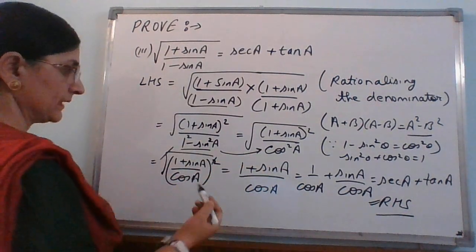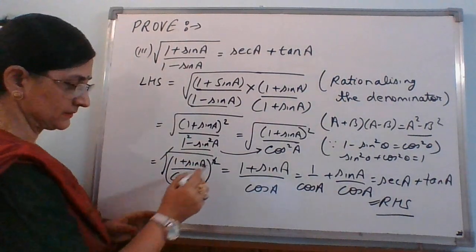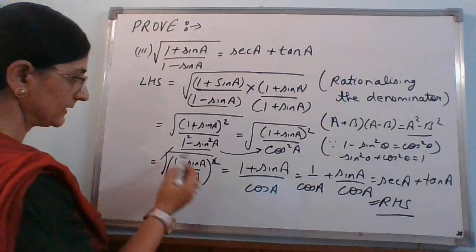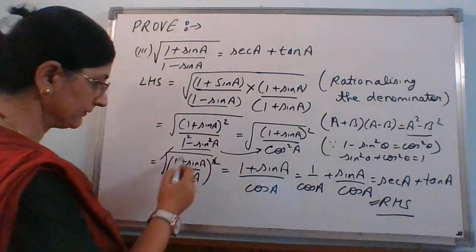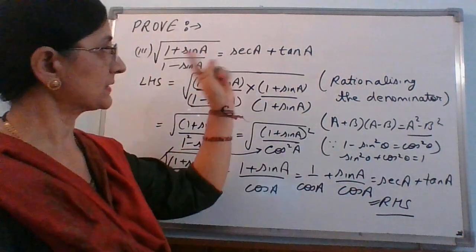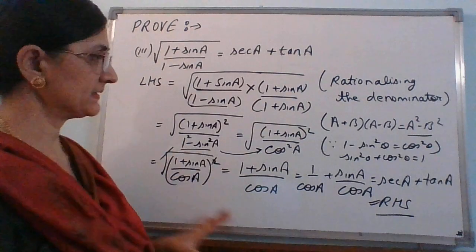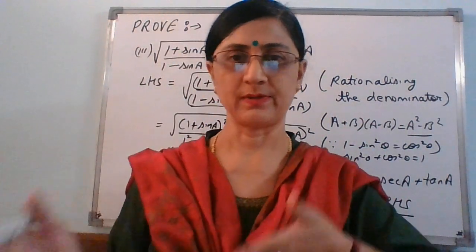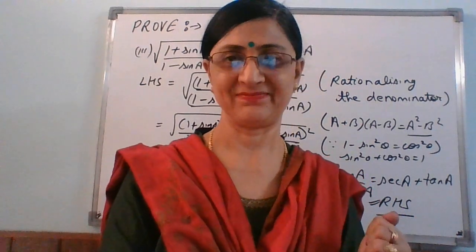Okay, then after that, there is a square on this and a square on this. I just wrote the square outside. So square and under root we are able to cancel and we are left with this. After that, just separate the denominators. 1 upon cos is secant and sin upon cos is tan, and we have got the result. So step by step we have proved that LHS equals RHS, and hence proved. Okay students, now we'll do the next question.